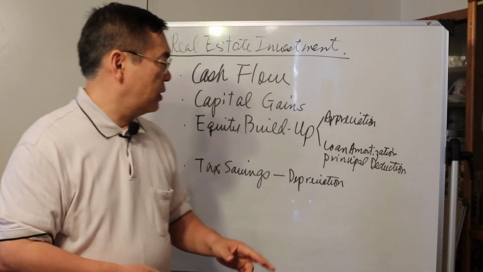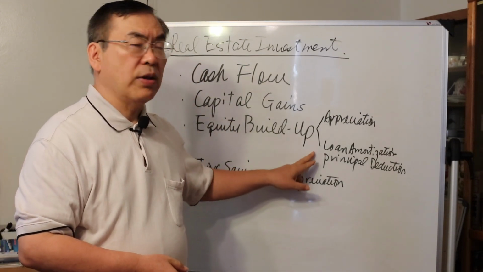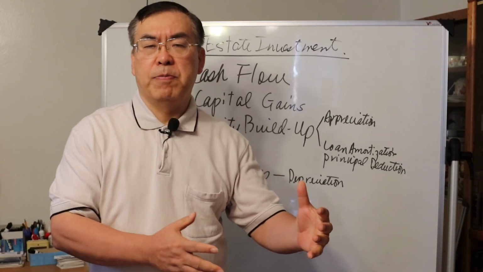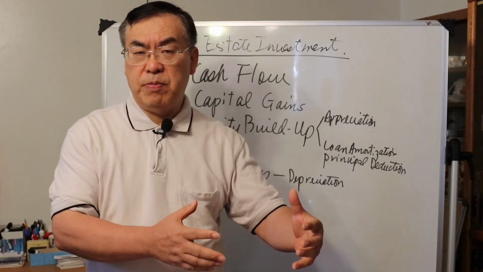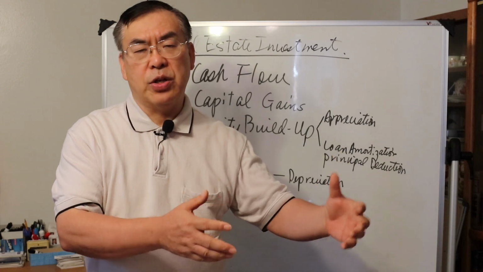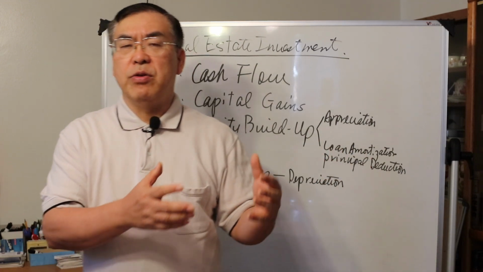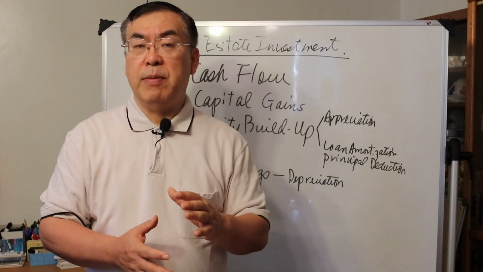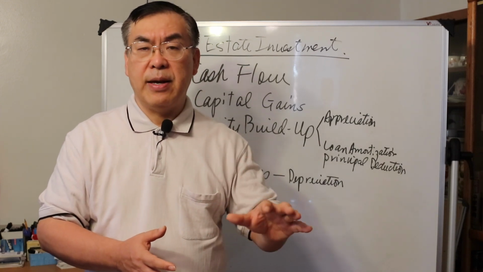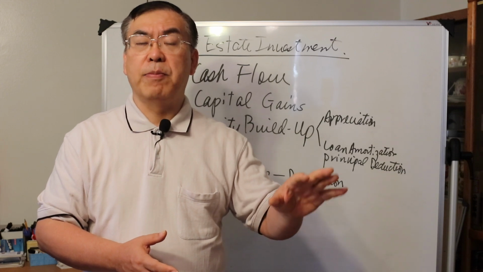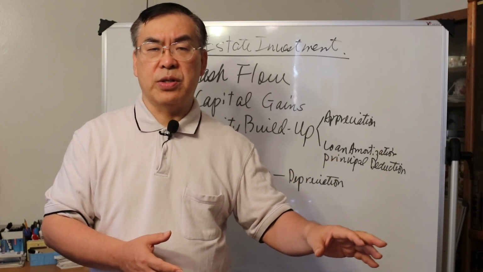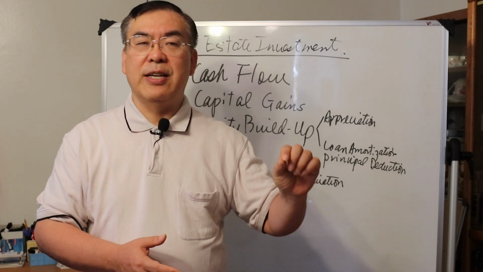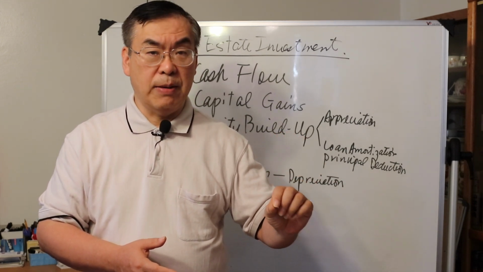The second thing is equity building by loan amortization or principal deduction. If you use other people's money, if you use leverage, means you use other people's money, private lenders or bank money, whatever. You use other people's money to get more returns. That's great. And every month, every year, you are paying them, means you are paying your principal together with the interest. Every time you pay the principal, that is increasing your equity in the property.